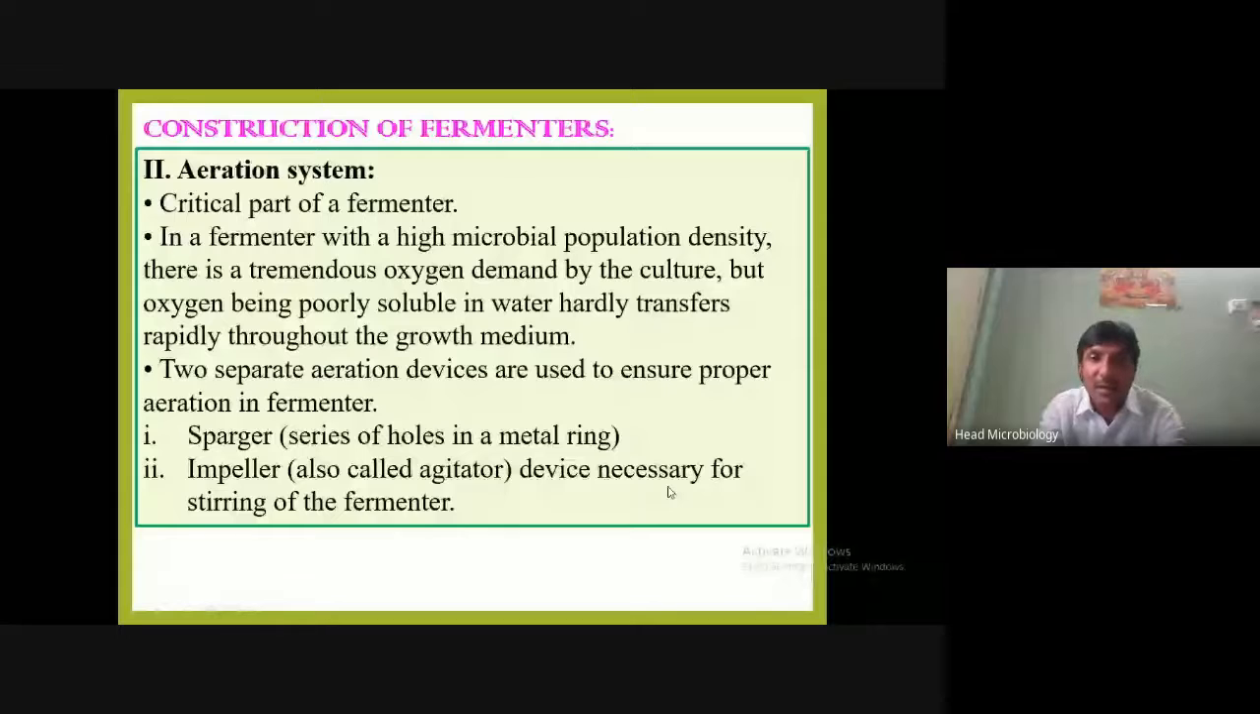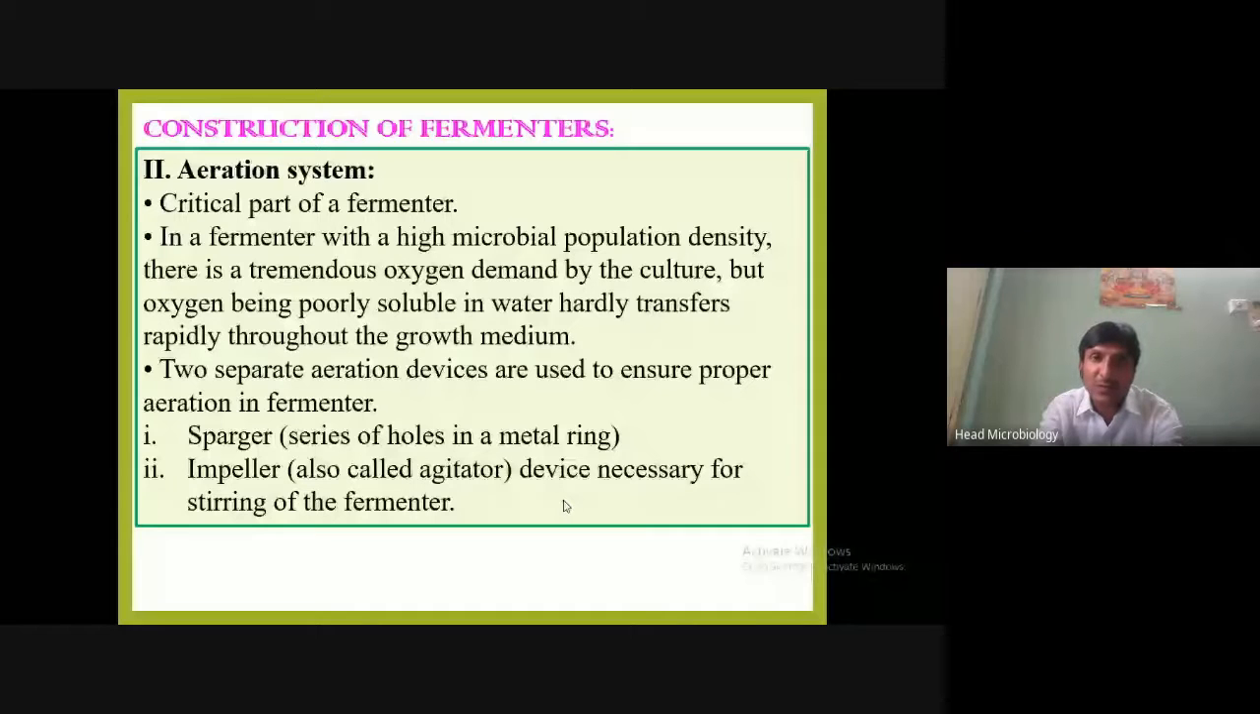Okay, and coming to the baffles, these are also made with the spargers. Spargers are the metal rings, and impellers are also called agitators. These devices are necessary for the stirring of the fermenter. I already showed the image. Those are the stirrers rotating in the fermenter.